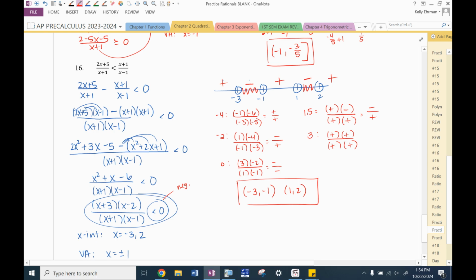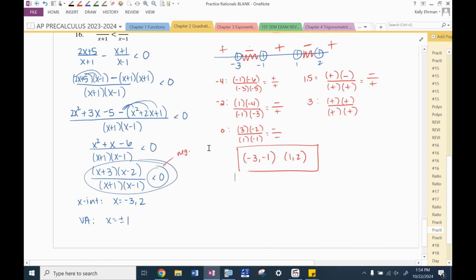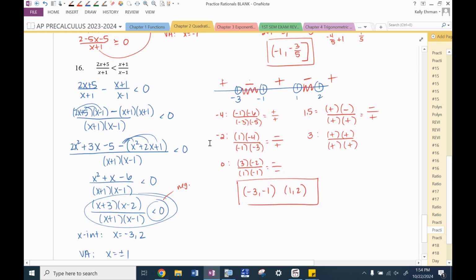Do these take a lot of work? Yes. But out of all the skills we learn in pre-calculus, this is one of the most important for calculus. We will be testing numbers on number lines all the time when we're looking at derivatives, help us make decisions about function behavior, concavity, all kinds of stuff. So this is an important skill. You do need to be able to do it this year and next year.